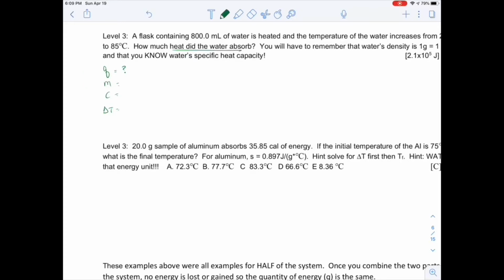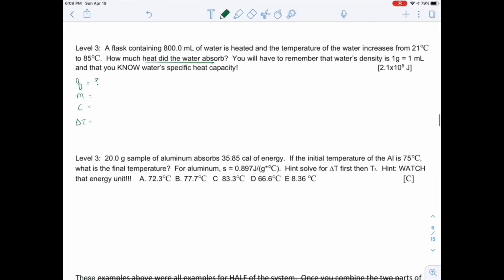So this problem had a few little pieces of information you had to think a second step on. We have 800 milliliters of water. Remember what we said about water earlier. You can convert it to grams because the density of water is 1 gram per milliliter. So it's the same thing as saying 800.0 grams. So we'll fill that in for our m position.